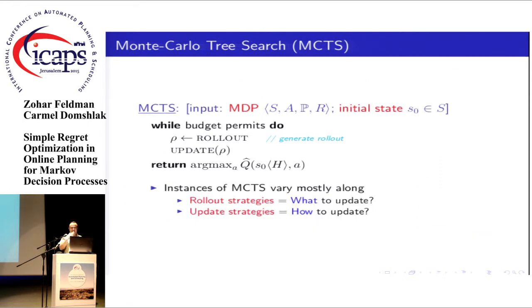Now, different algorithms vary. Well, there's not a lot to vary in this template, right? So they vary along two axes. A, how to issue the rollouts.